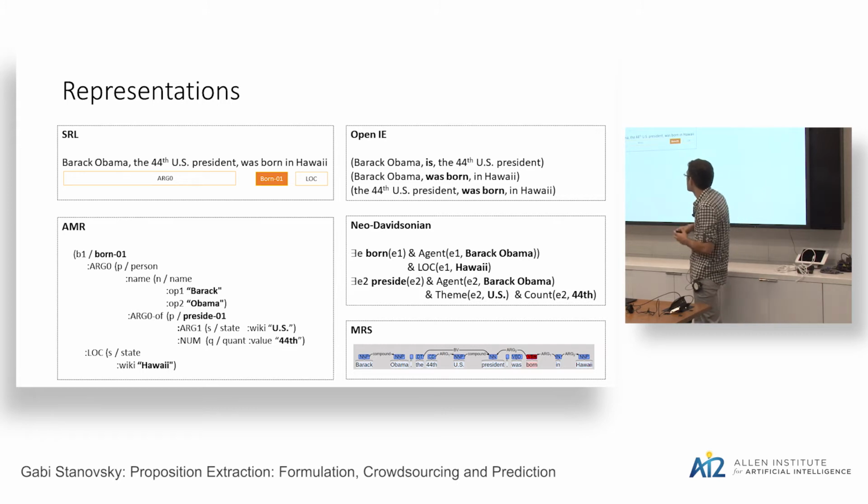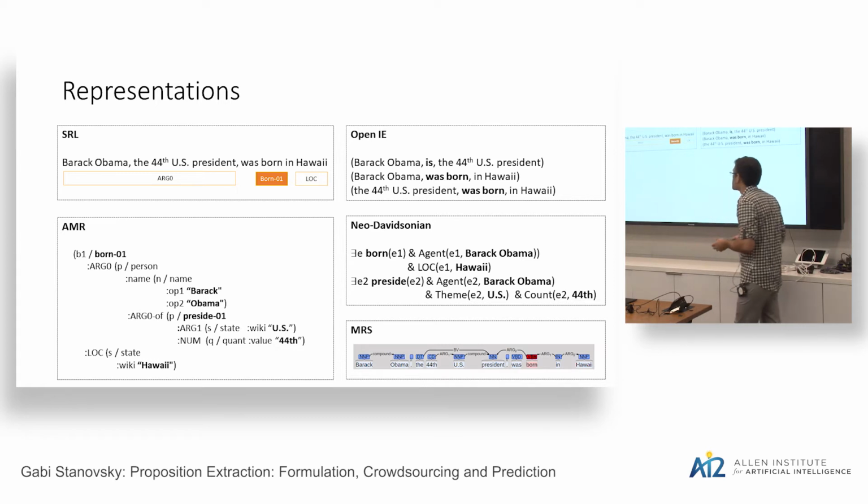So here we would mark that Barack Obama, the 44th US president, that's the who was born, and Hawaii is the location of that born event. So that's in SRL. OpenIE, or open information extraction, takes a more open approach and uses the text itself to represent propositions, much like I described in the previous slide. So you use the text itself to enumerate these propositions without grounding to a specific lexicon.